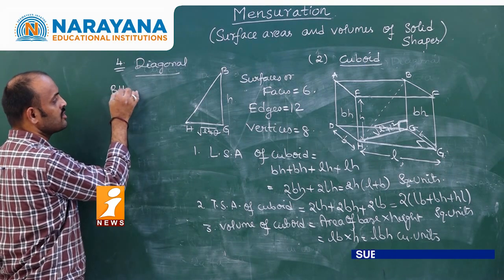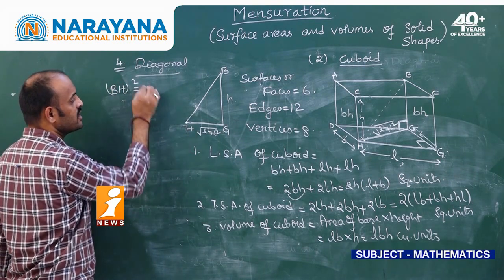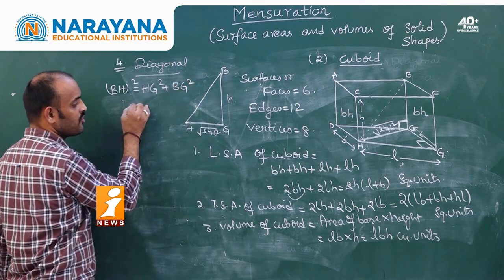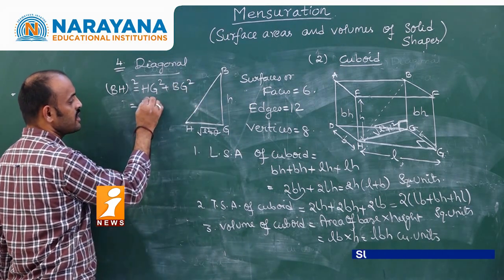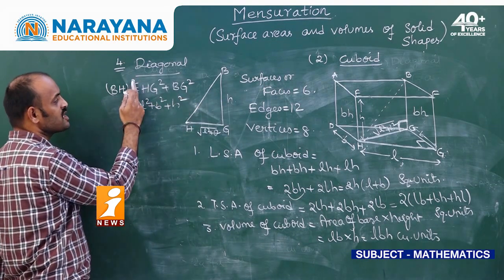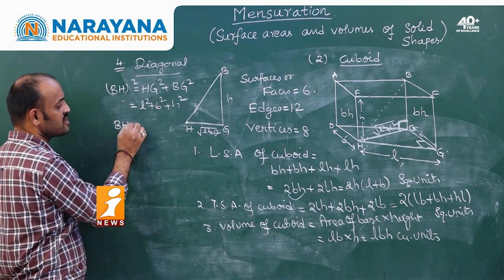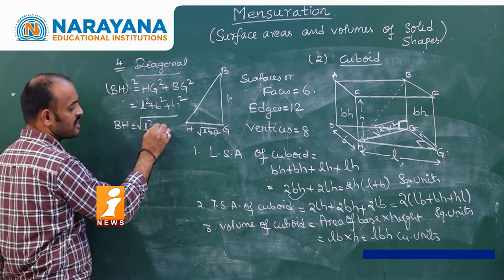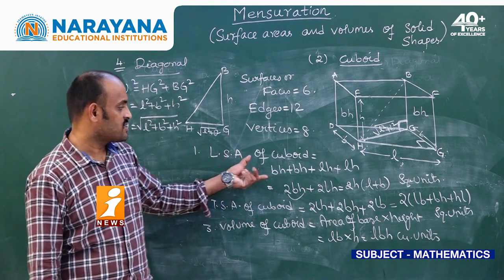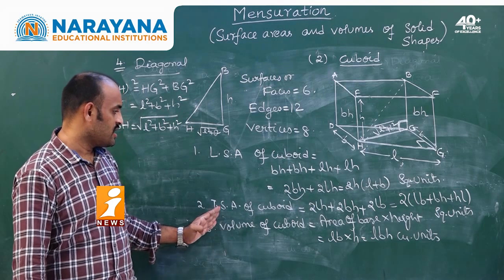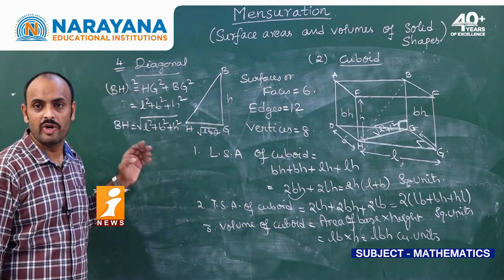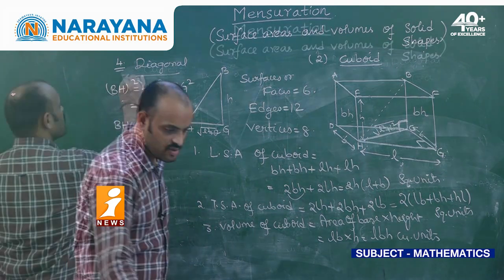Using Pythagoras theorem, BH square is equal to HG square plus BZ square. Therefore the square of HG is L square plus B square, and BZ square is H square. Transposing the square to the other side, BH is equal to under root L square plus B square plus H square. So we have discussed the LSA of cuboid, TSA of cuboid, volume of cuboid, and diagonal of the cuboid. Let's see one more prism.